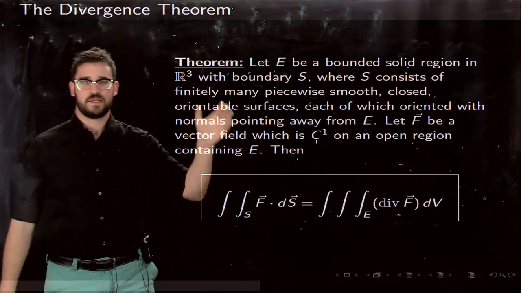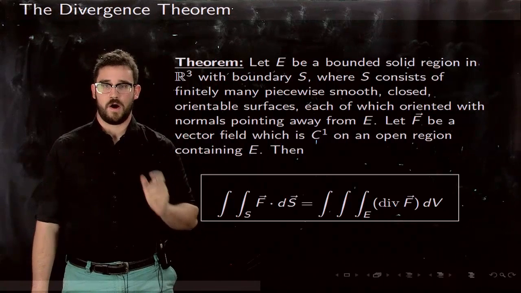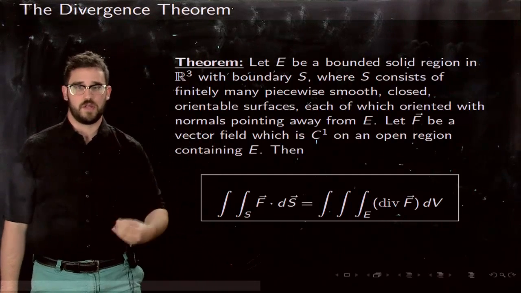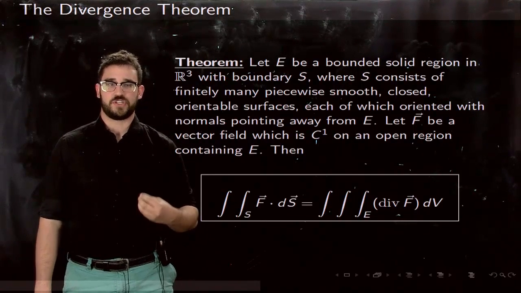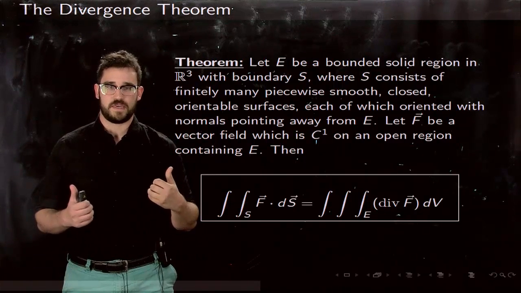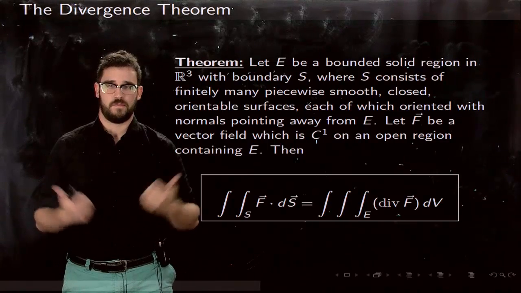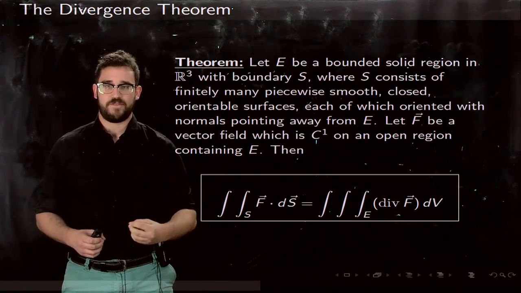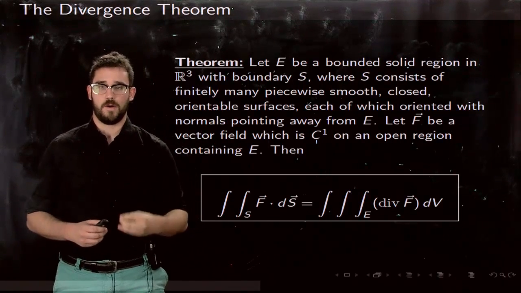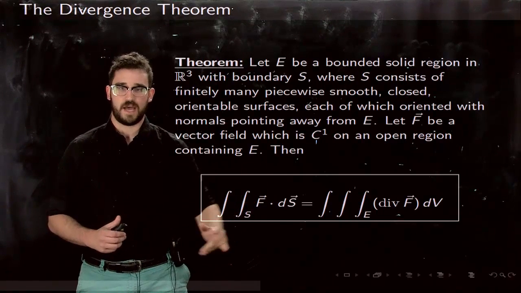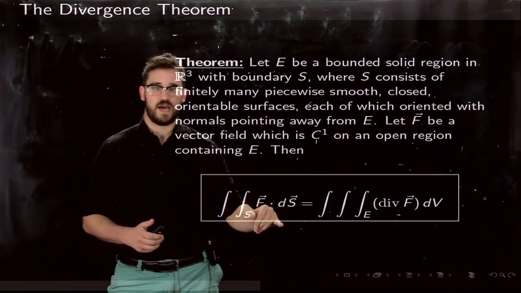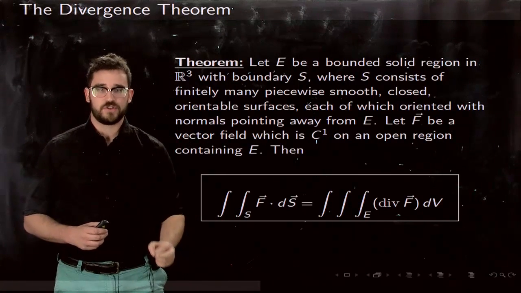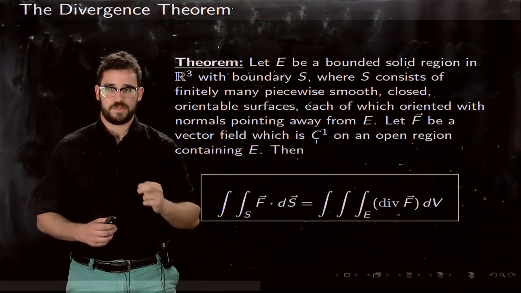And the theorem is: let E be a bounded solid region in R3 with boundary S, where S consists of finitely many piecewise smooth, closed, orientable surfaces, each oriented with normals pointing away from E. Remember, this is the abstraction of boundary, where we were easily able to say left, but now pointing outwards from E. Let F be a vector field which is C1 on an open region containing E. Then the double integral over S of F dot dS is equal to the triple integral over E of the divergence of F dV. Let's put this into practice.